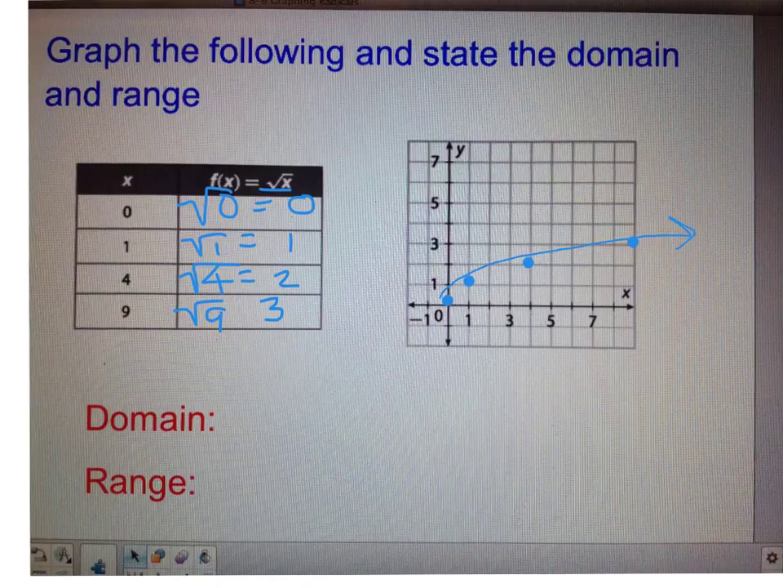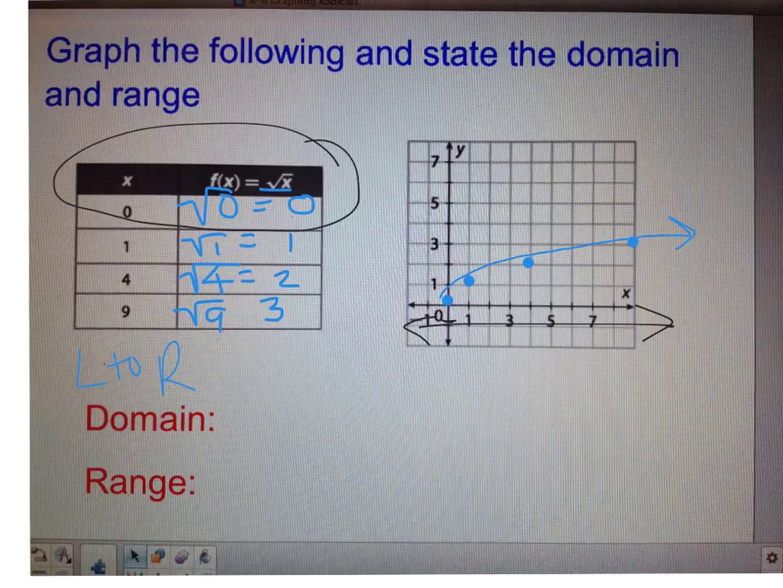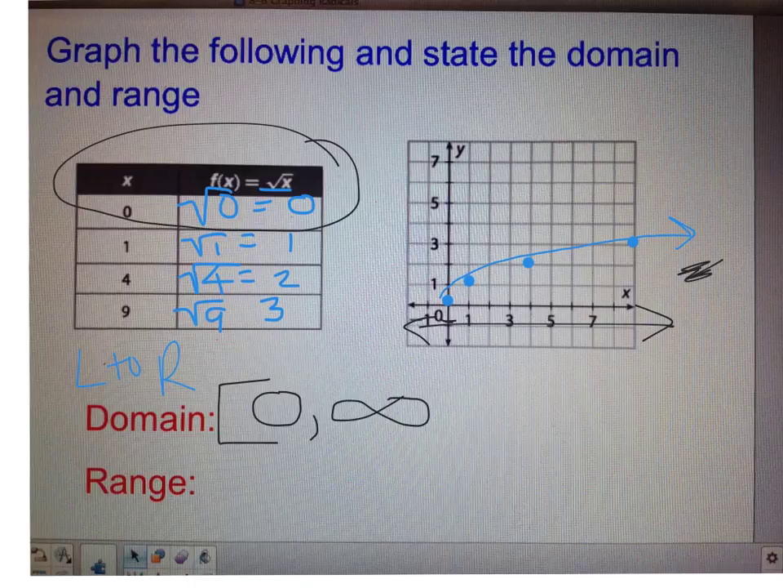So for our domain, we're going to say how far left to right does this function go? And if I look, how far left do I go? I go all the way to 0, left to right. But 0 is in my domain. We see they have this point here, 0, 0. So that means I have to use a bracket here to include 0. And then how far right does it go? Well, I see this arrow pointing all the way off to the right, so it's going to go all the way to positive infinity.